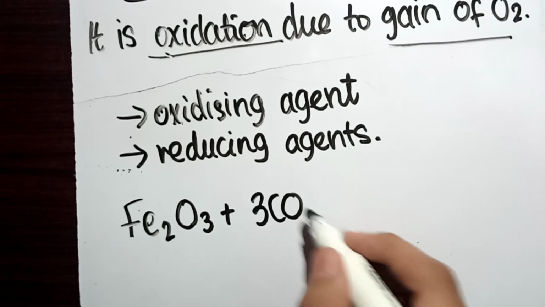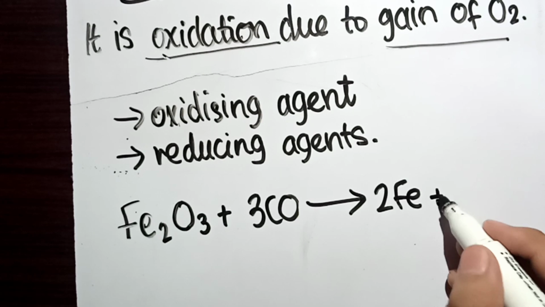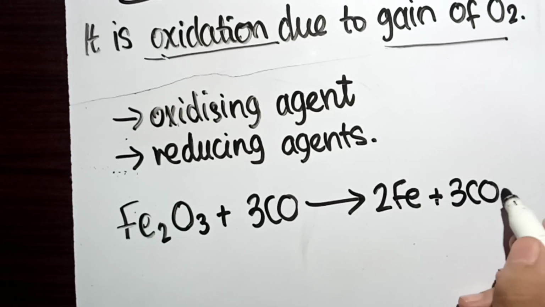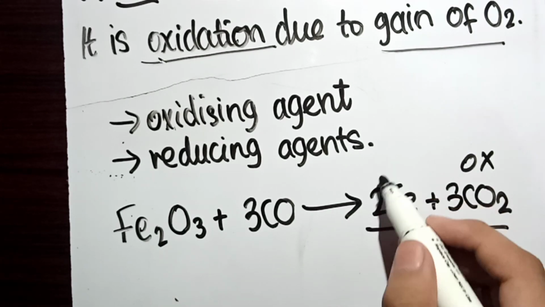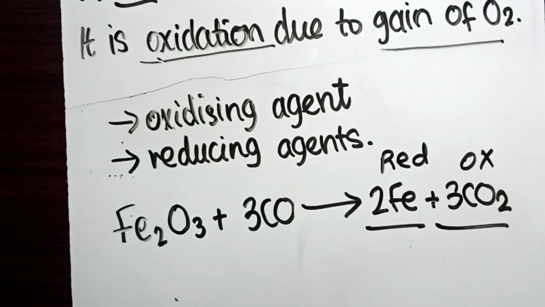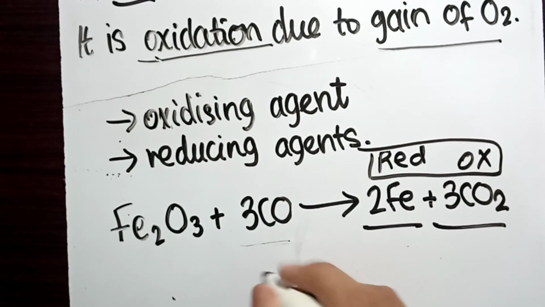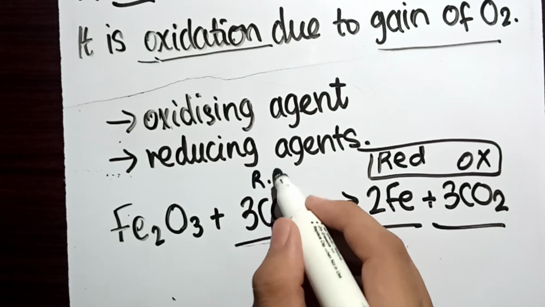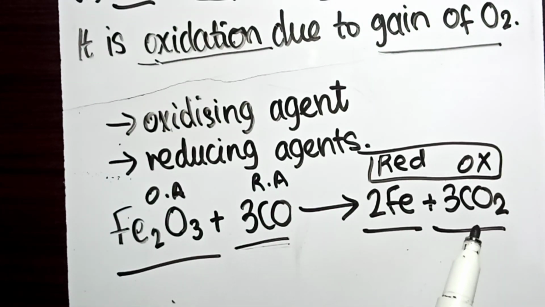Iron oxide reacts with 3 moles of carbon monoxide. It will give us 2 moles of iron and 3 moles of carbon dioxide. So this is known as oxidized, as it has gained the oxygen, and it is known as the redox one. That's why it's known as redox. Understand? And this is the reducing agent, this is the oxidizing agent. Iron oxide has given up the oxygen, as now the iron is alone. That's why it's reduction.